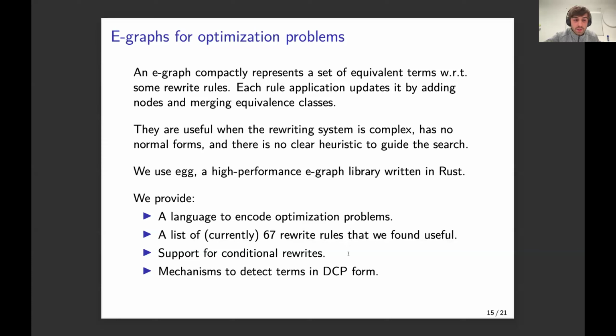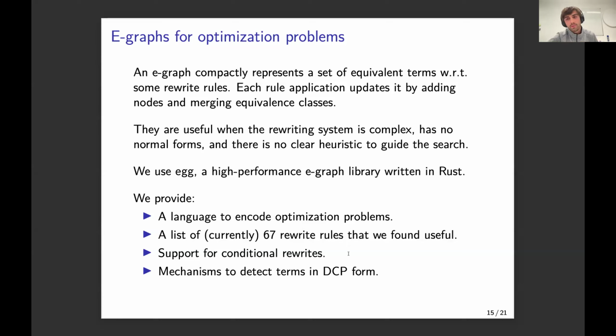And we use Egg, which has become quite popular recently. It's an e-graph library written in Rust that's very efficient and highly customizable. And we need to provide it a few things. We give it a language to encode optimization problems.